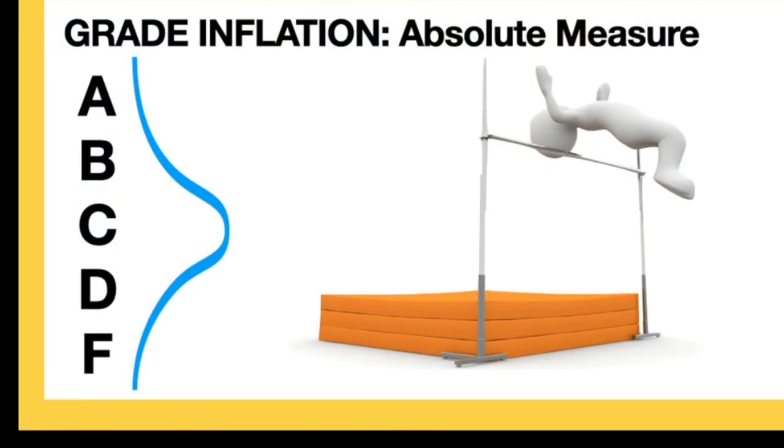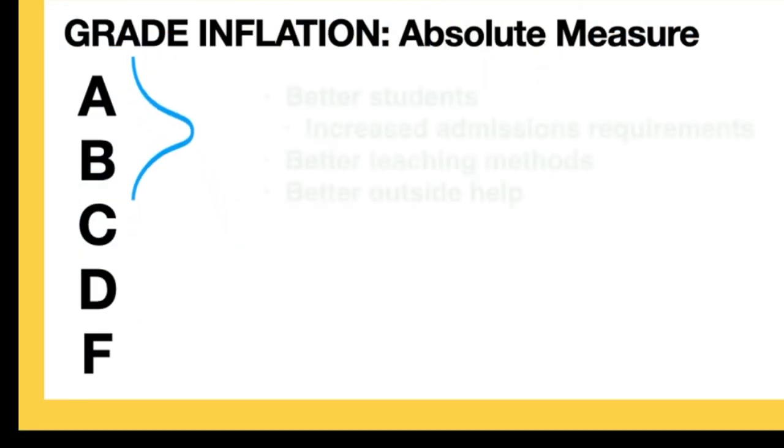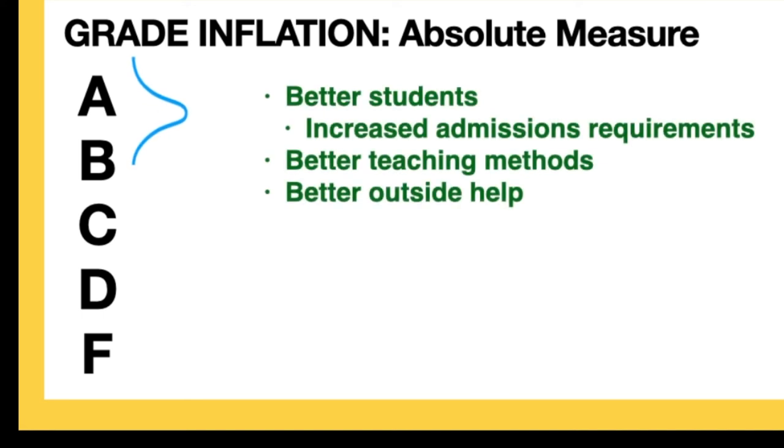Now, with the absolute measures that I tend to favor, there are some problems as well. One of the big criticisms is that you tend to have grade inflation. Okay, so grades can go up with time. And why does that grade inflation occur? Well, there are probably several reasons we could see grades moving upward.